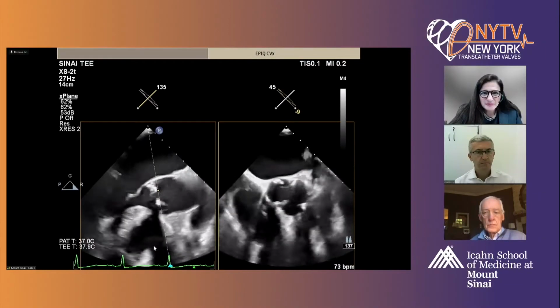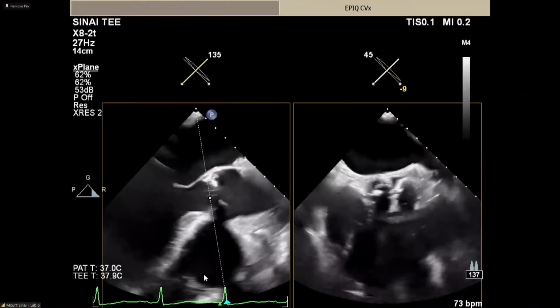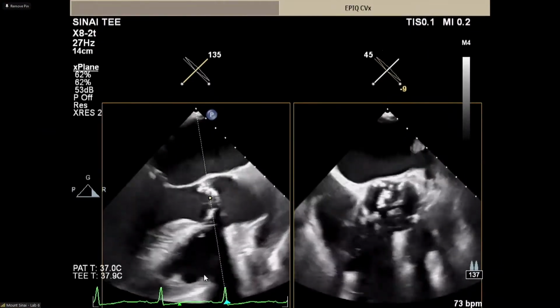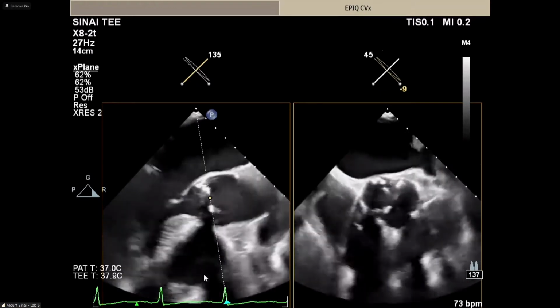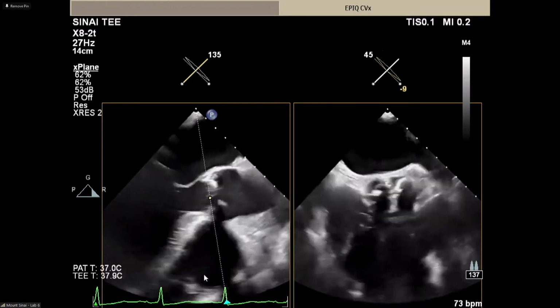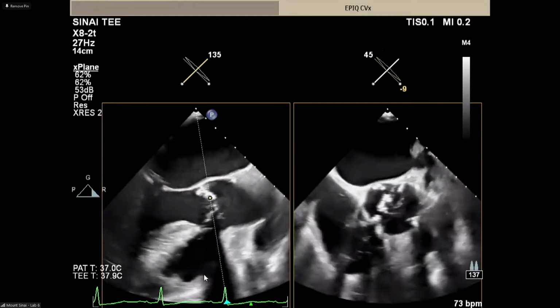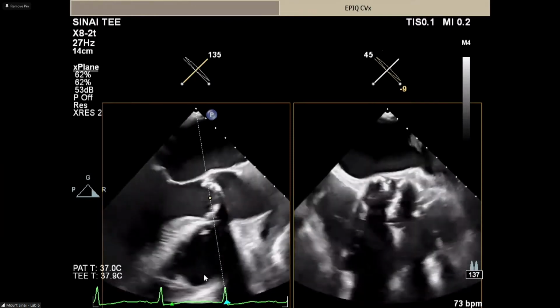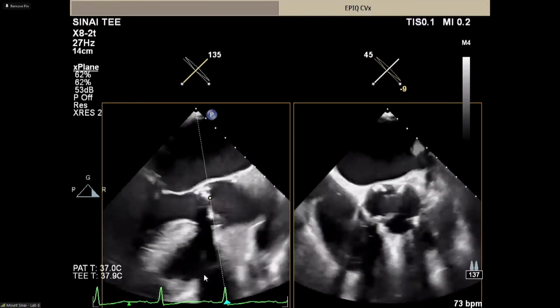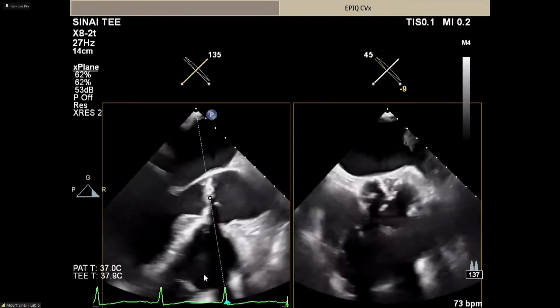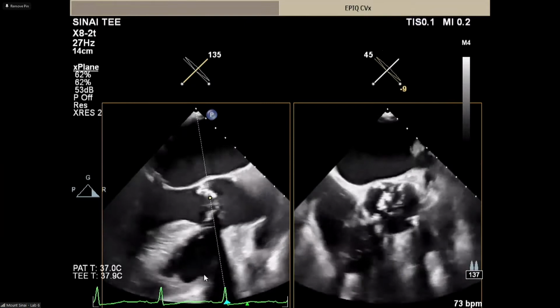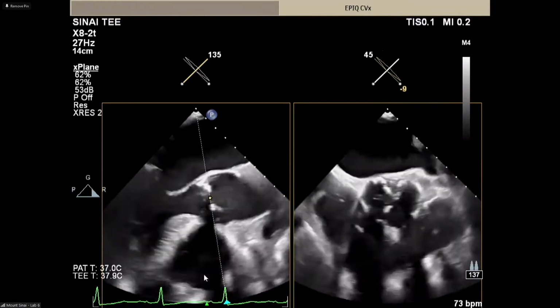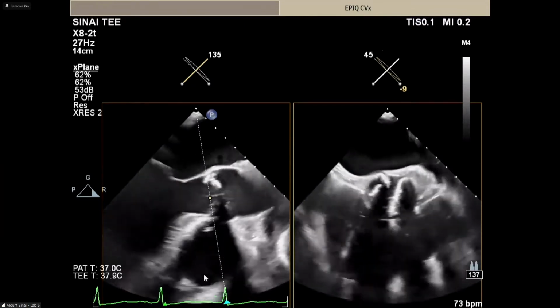Yeah, I mean, this valve looks... Usually if it's an acquired bicuspid, you can appreciate that the commissure is opened a little bit between the cusps. Here it is completely fused. Okay, so this looks like a congenitally bicuspid aortic valve. Beautiful. And this is the X-plane of the aortic valve again.